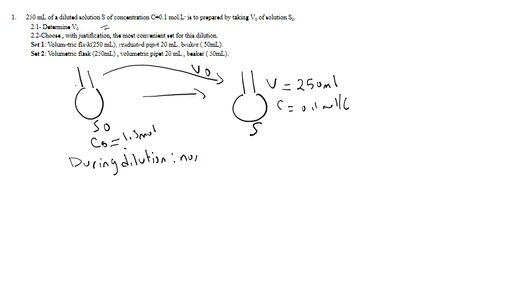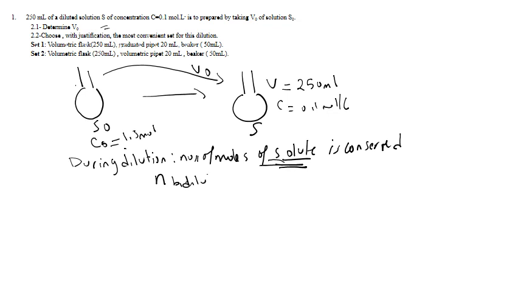During dilution, number of moles of solute is conserved. You should write number of moles of solute, not just number of mole is conserved, number of mole of solute. So, since number of mole of solute is conserved, the number of moles before dilution is equal to the number of mole after dilution.